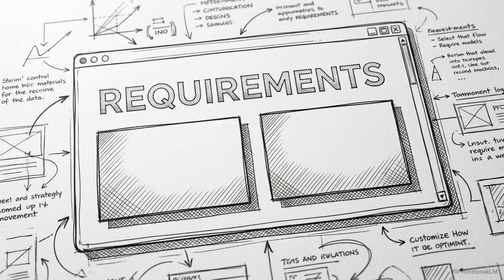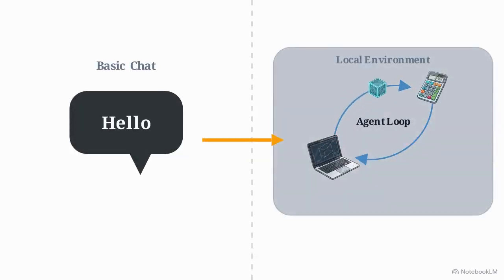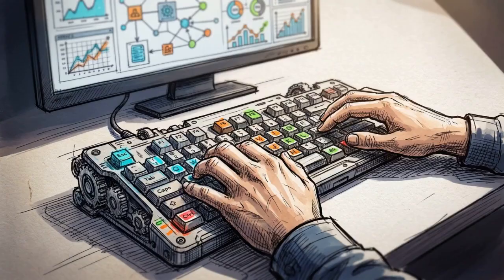Before we write the code, look at the two prerequisites on screen. To follow along, you need a modern Python installation, specifically version 3.10 or higher, and an active OpenAI API key. Moving from a basic chat interface to a local, tool-equipped workflow allows you to build applications that go beyond simple text responses. Let's get started.